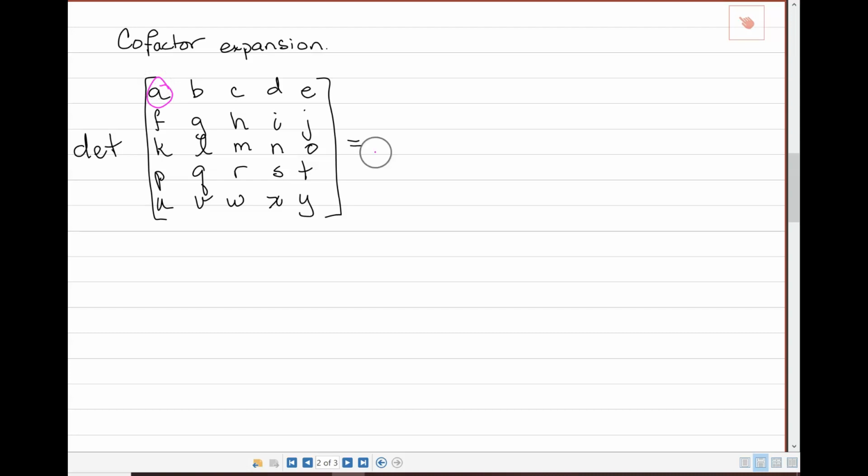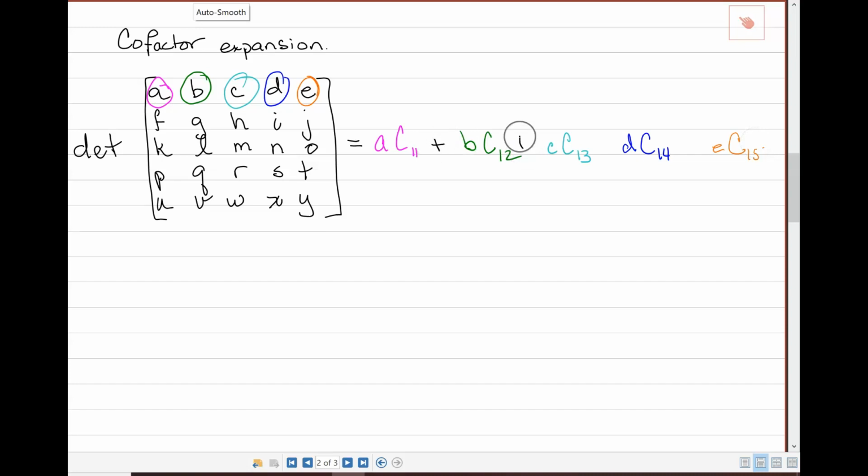So I'm going to take the entry A, multiply it by the cofactor of that 1, 1 entry. I'll take the entry B, multiply it by the cofactor of the 1, 2 entry, and the same with the others. And then we're going to add these up.